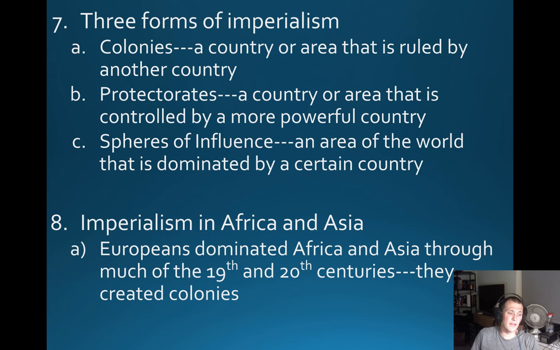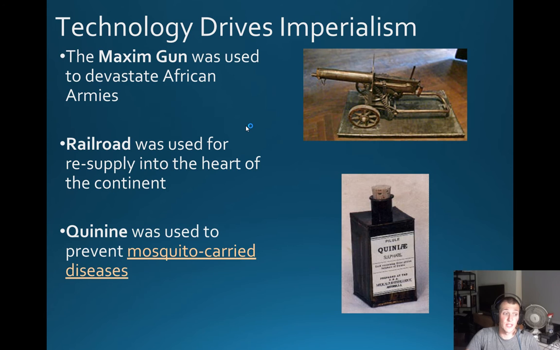So imperialism in Africa and Asia in particular is going to be dominated by Europe in the 19th and early 20th centuries. They're going to create these colonies in these areas. One of the big reasons why you can do this is the increases in technology. Railroads are going to allow resupply all of a sudden in the heart of the African continent, even Asia.